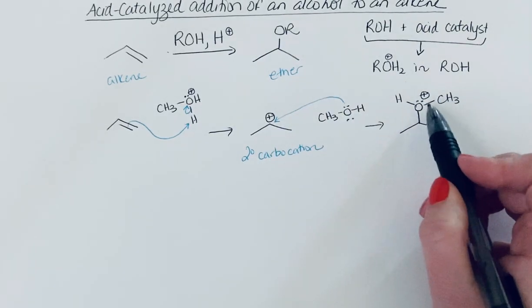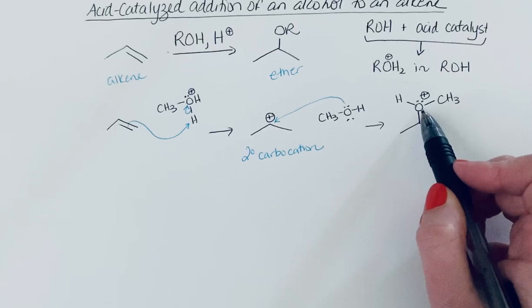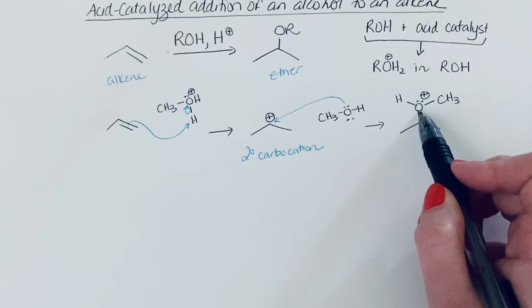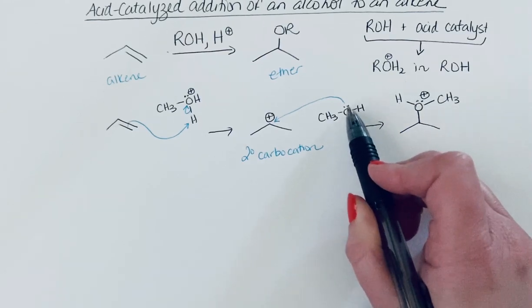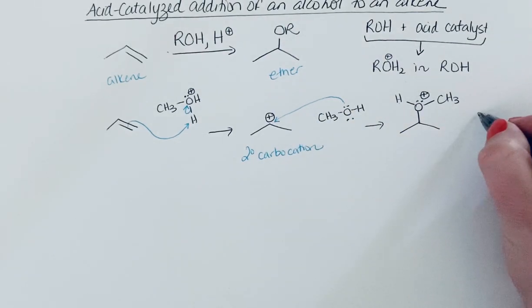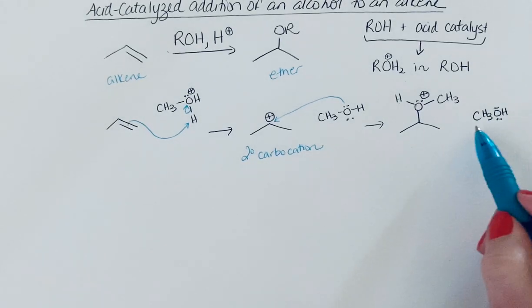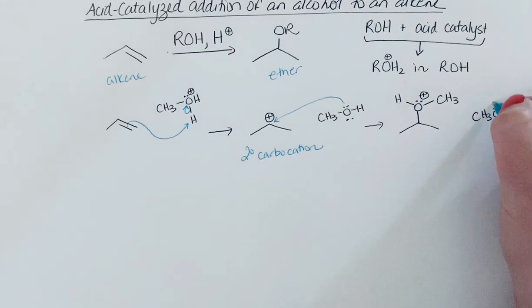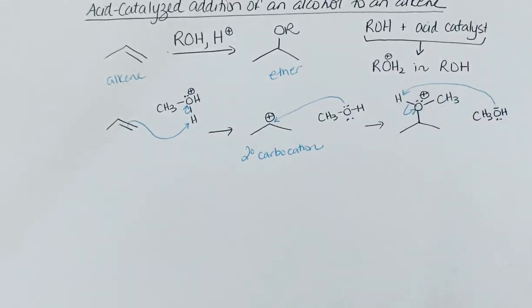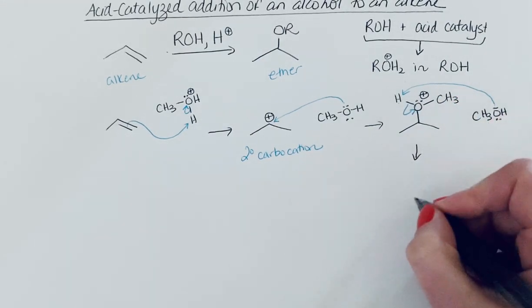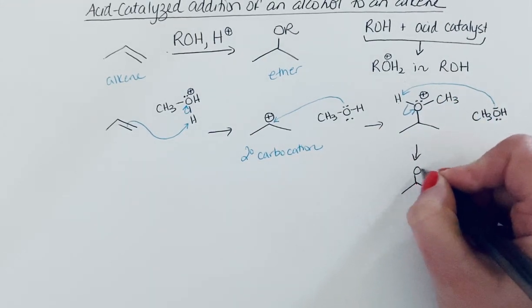To get rid of this positive charge, we need to deprotonate. We need an acidic hydrogen that we can remove, and we have one here. Methanol, like water, can act as a nucleophile. It could also act as a base. So if I draw another methanol molecule, remember this is the solvent, we have a lot of it, this can remove that acidic proton, and we end up with the ether product.